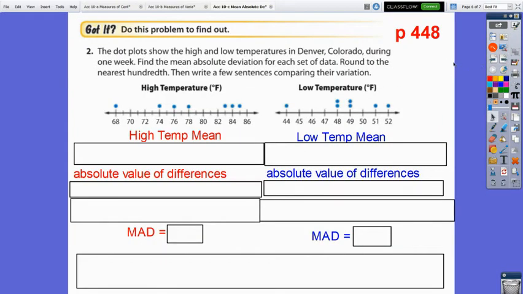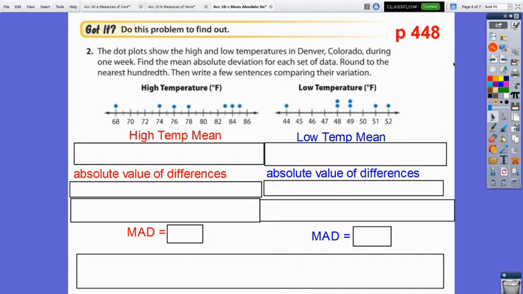All right, so one last one for you to do here that's not already done in the book. These two dot plots show high and low temperatures in Denver during 1 week at some time. Temperatures are pretty high, so it must be in the summer. What is the mean absolute deviation for each set of data, rounding to the nearest hundredth? So a lot of decimal work here. Then compare the variations.